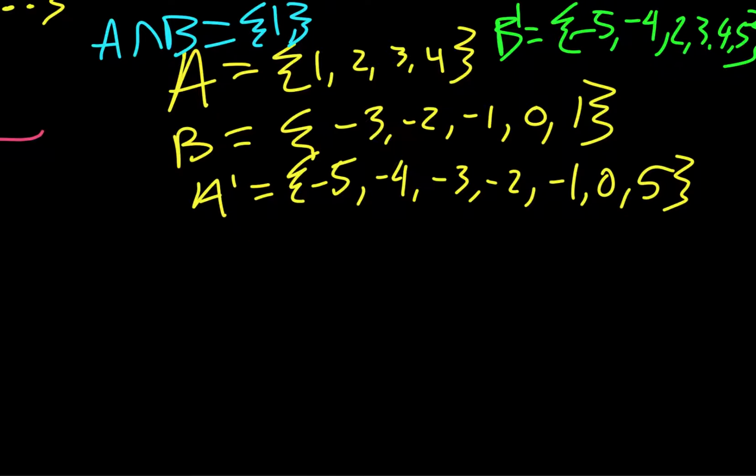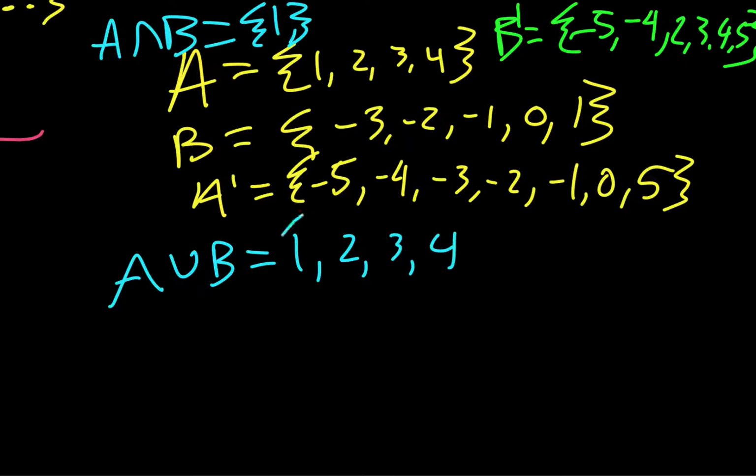And then we want to do A union B. So we want to write everything that's in A. 1, 2, 3, 4. And then everything that's in B that we haven't already written down. So -3, -2, -1, 0. We don't write the 1 twice when we're doing the union.